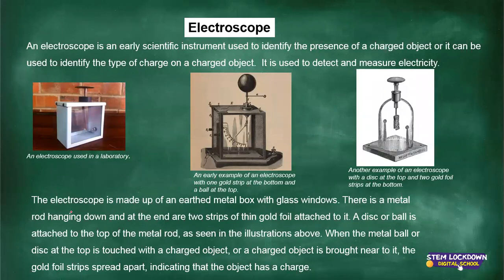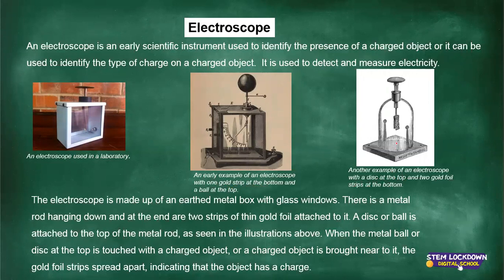So we're going to move on to the electroscope. Now these are pictures of an electroscope. If you look at it before I explain what it is. On the left-hand side, you can see one that's used in a laboratory. Then in the middle, you'll see an ancient one that has a gold strip at the bottom. And we see another one here with the disc at the top and two gold strips at the bottom.